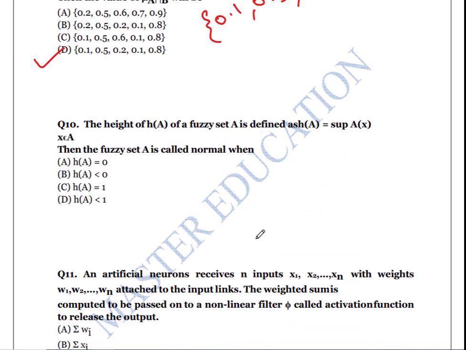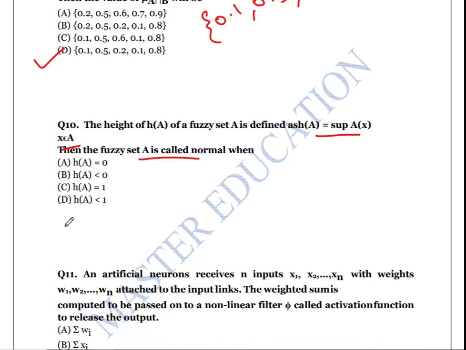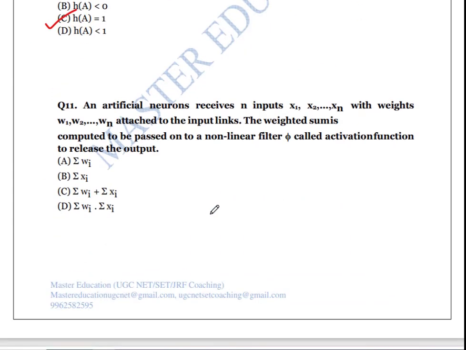The next question: the height h(A) of a fuzzy set A is defined as h(A) equal to the maximum of A(x). Then the fuzzy set A is normal when h(A) equals 1. I am not clear about this, you just have to remember this concept.